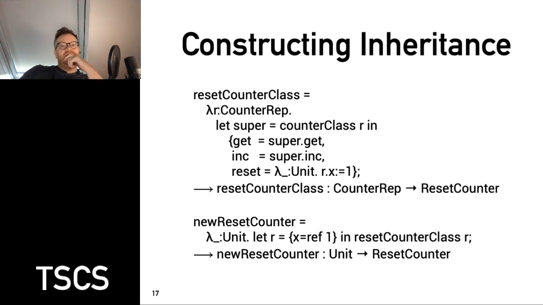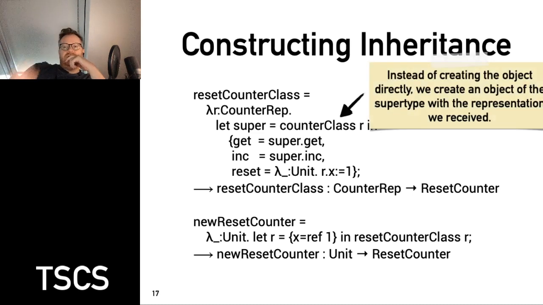Okay, so now we did inheritance. Pretty good. So this is the thing I explained before. Instead of creating the object directly, we create an object of the super type with the representation we received.